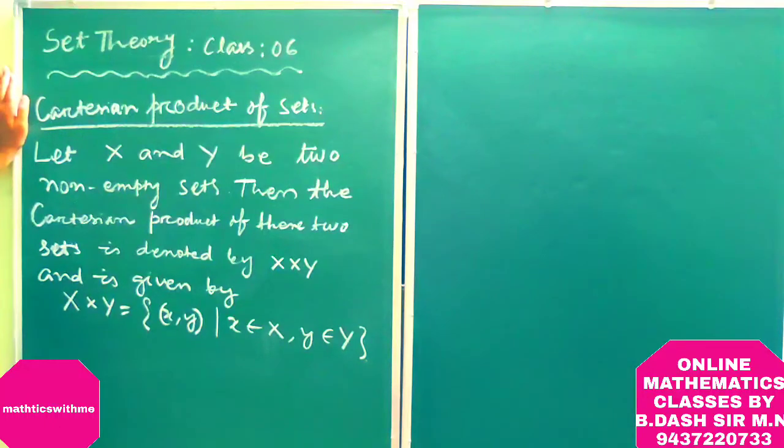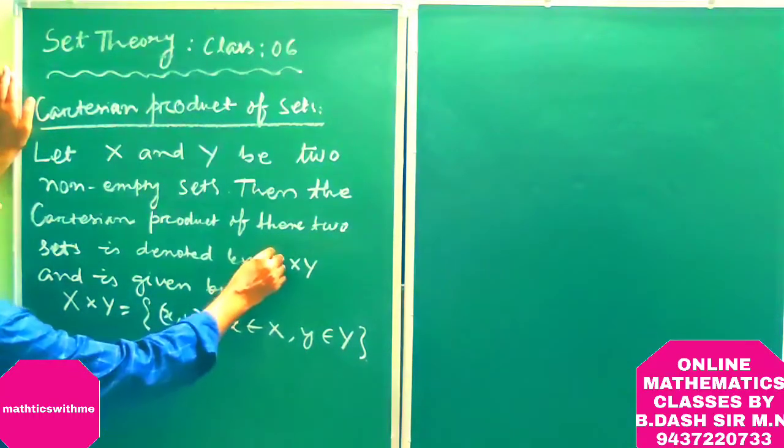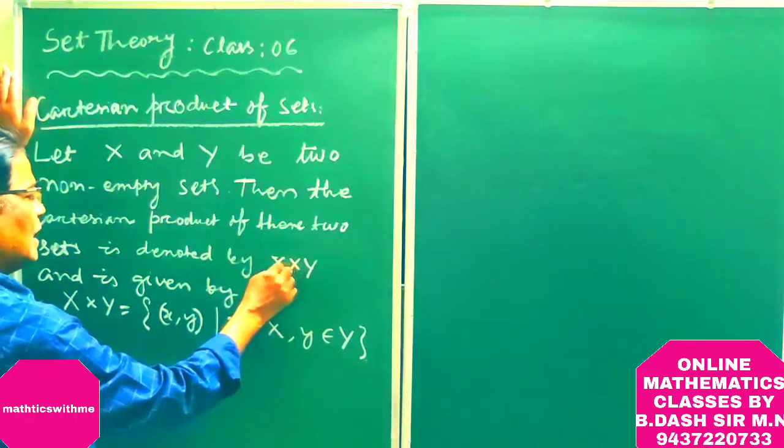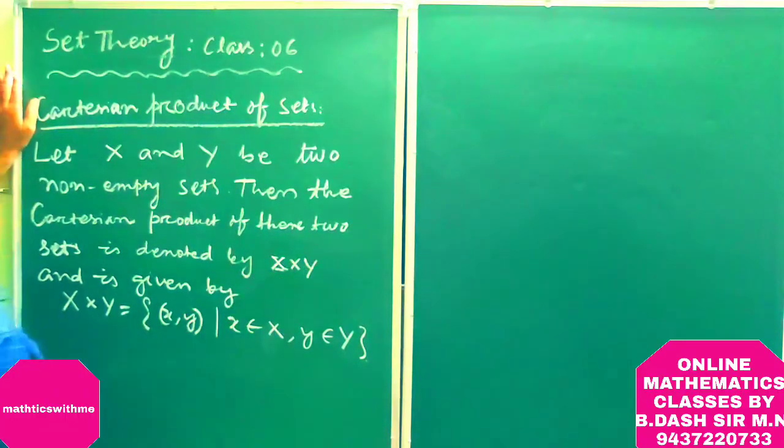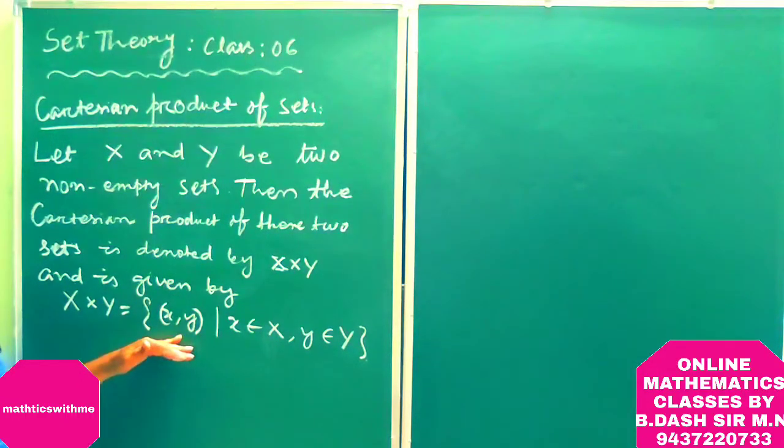Let X and Y be two non-empty sets. Then the Cartesian product of these two sets is denoted by X cross Y, and it's given by X cross Y is equal to the ordered pair (x, y) such that x belongs to X, y belongs to Y.